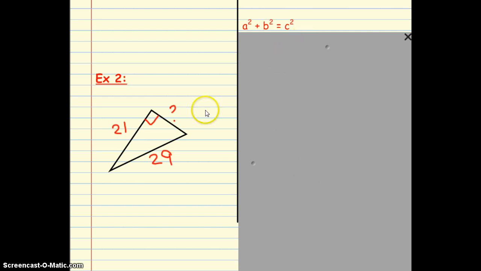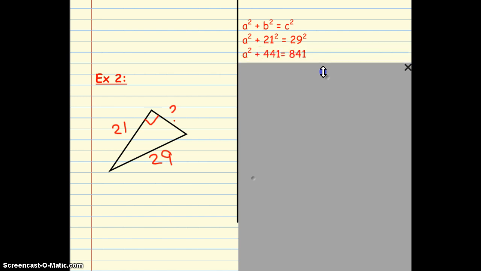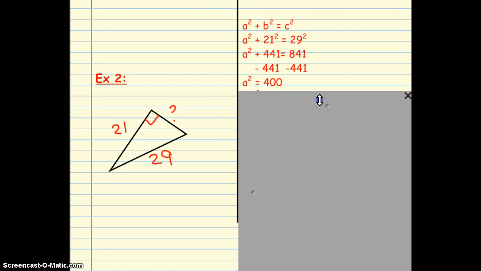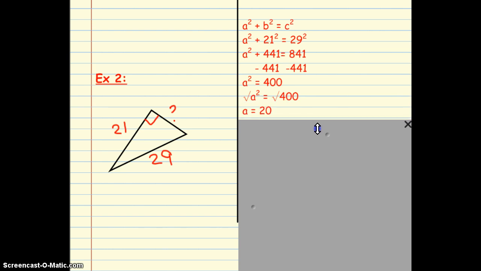Alright, you should have filled in that 29 is right across from the right angle, so 29 is your C, and 21 is your B value. So A squared plus 21 squared equals 29 squared. 21 squared is 441. 29 squared is 841. So now we need to get the A squared by itself, so we need to subtract the 441 from both sides. A squared equals 400. This is a nice number. When we take the square root of both sides, we get A equals 20.